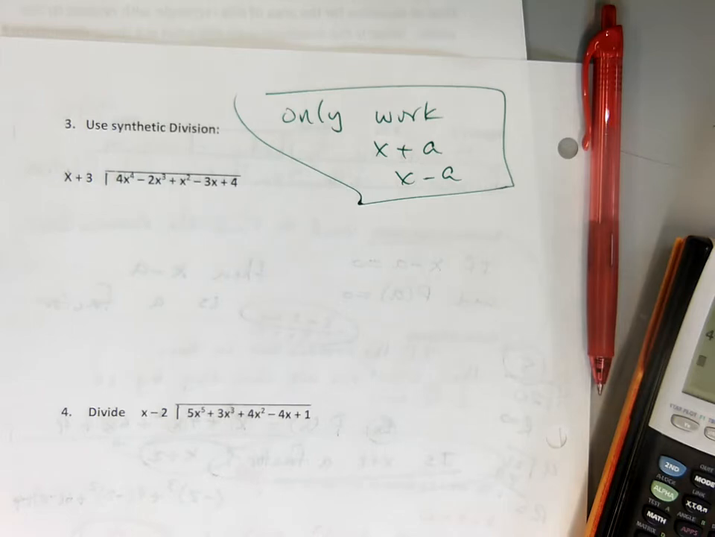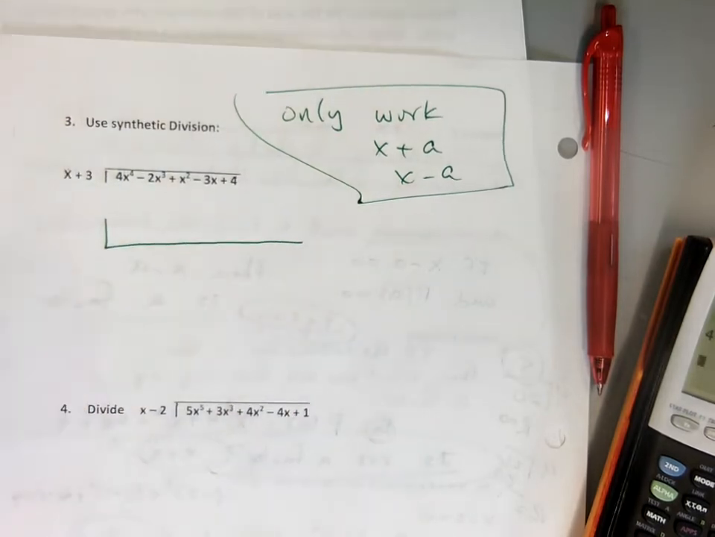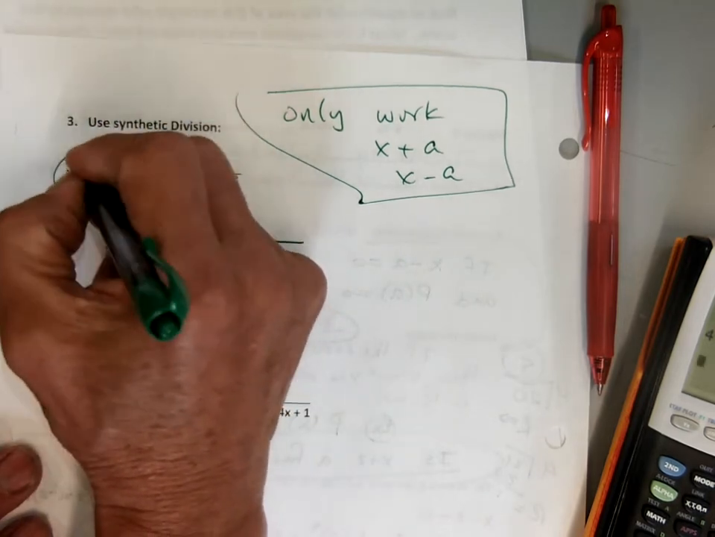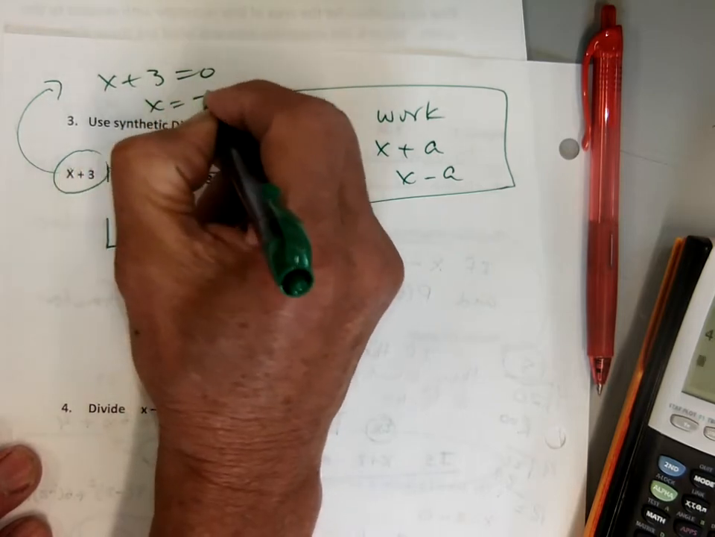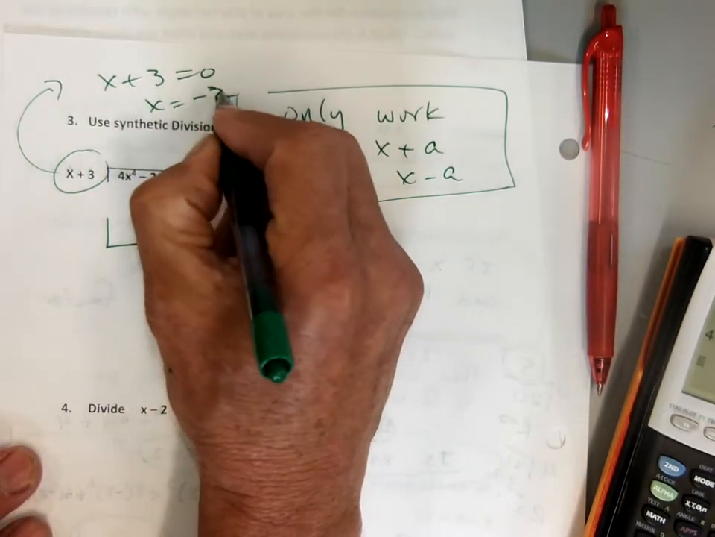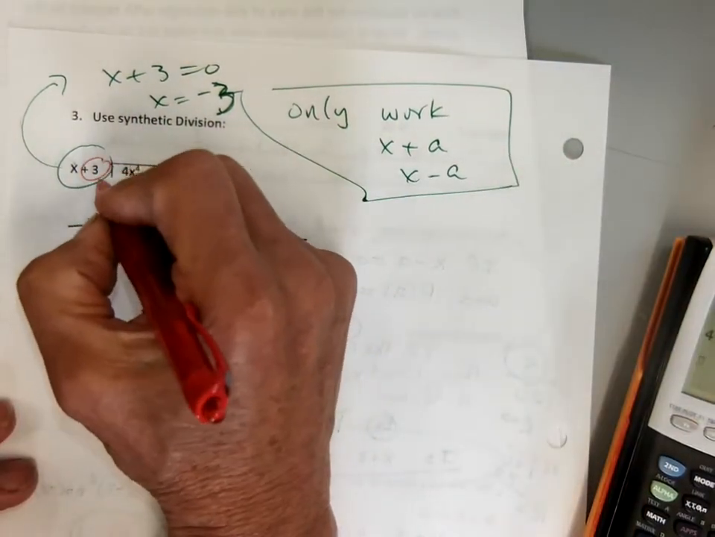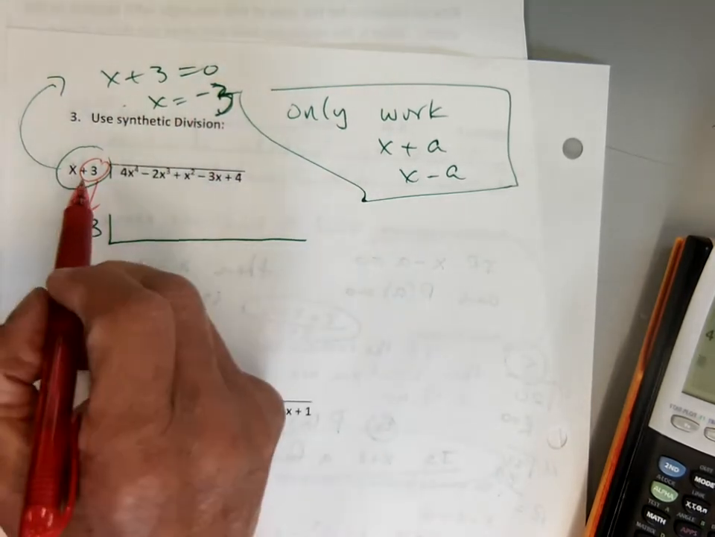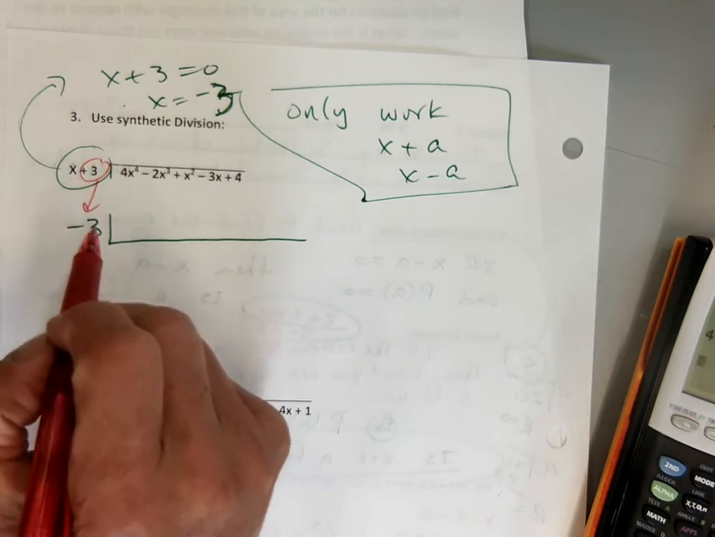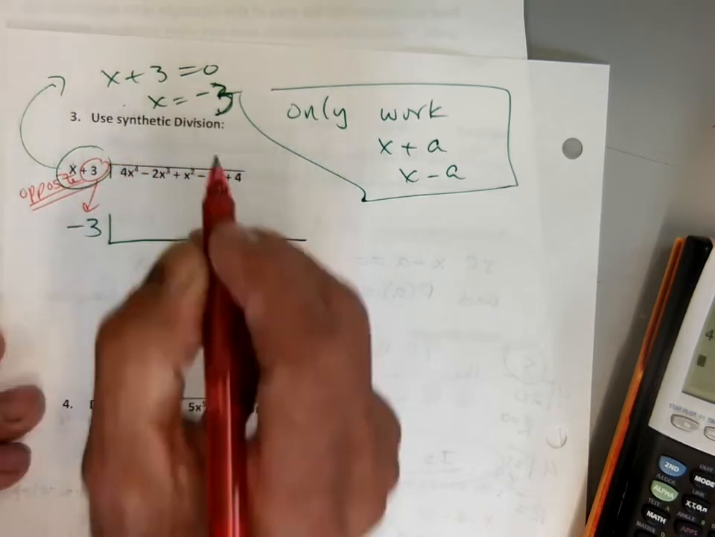Here's what we do. I want you to write this. Write an upside down division sign. Start right there. We're going to put -3 here because we're going to take the opposite, because if you set it equal to 0, you take the opposite. X plus 3, I'll put -3. If this had been a minus, it would be plus. It's got to be the opposite. This is easier, guys. Trust me. It's actually really easy.